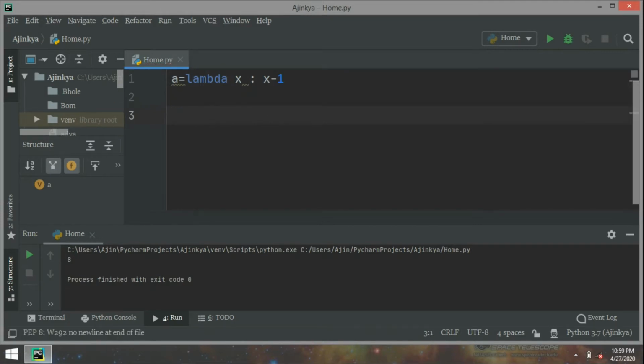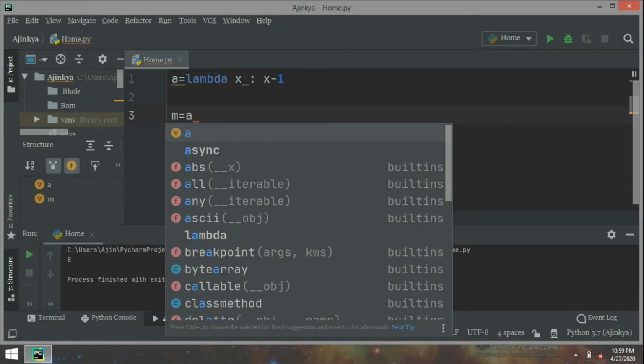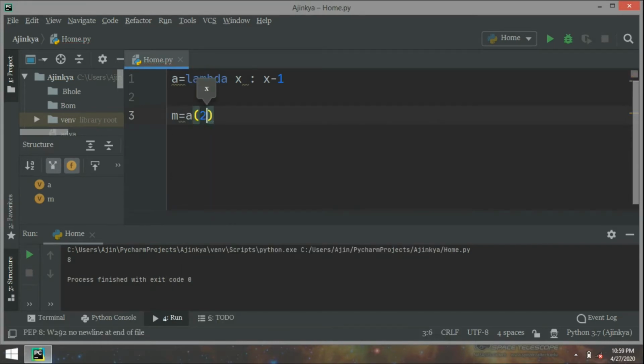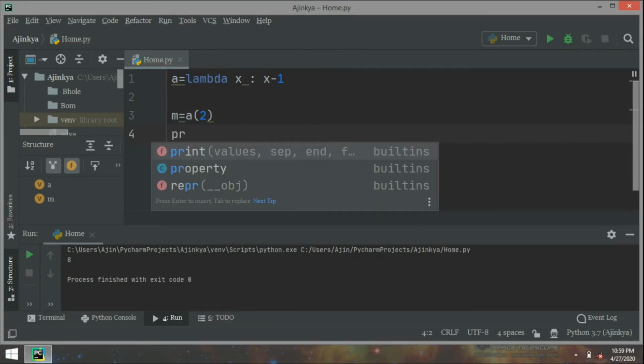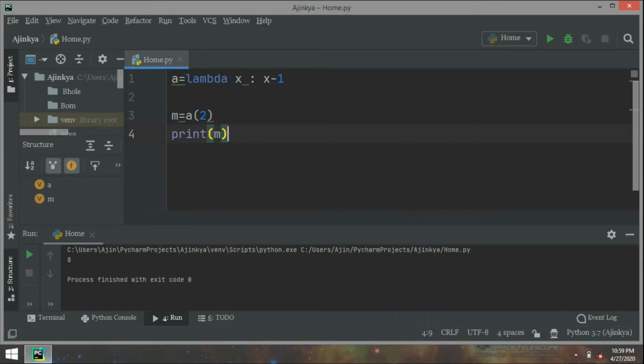You can also call it like this. You can write m equal a 2, and then you print m. Now you run it and see, this is 1. So this is how it's working.